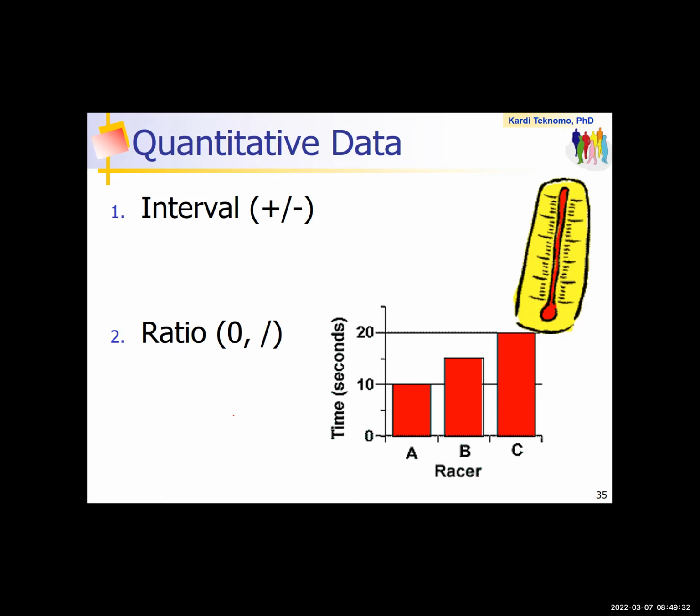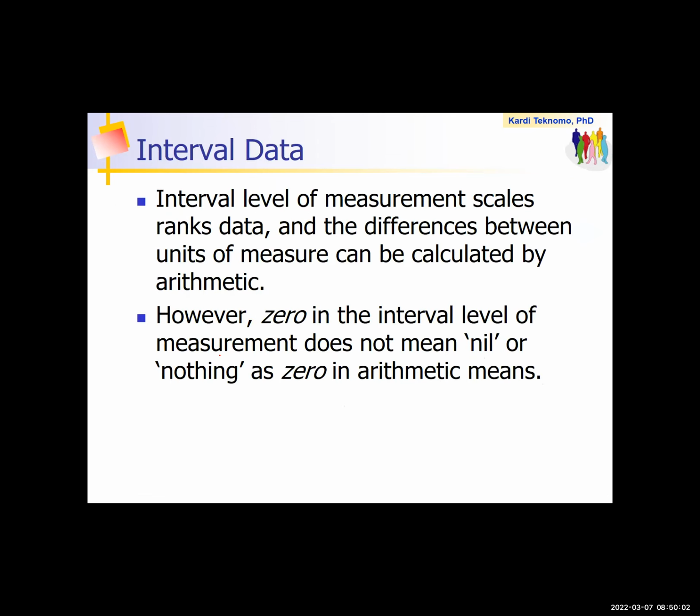Okay. What's the difference? Interval measurement scale or data type, you can do arithmetic of plus and minus, but you cannot divide, you cannot multiply. Okay. In ratio data type, you can multiply, you can divide, and one characteristic of ratio data type is the existence of zero. I mean, the zero means absolute zero here. So interval level of measurement scale ranks the data. Okay, difference between the unit of measure can be calculated by arithmetic. Okay. However, zero in the interval level of measurement does not mean nil or nothing.